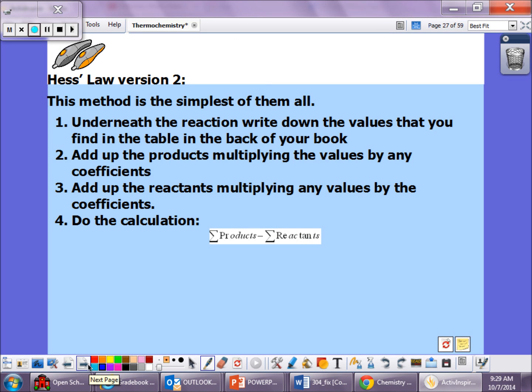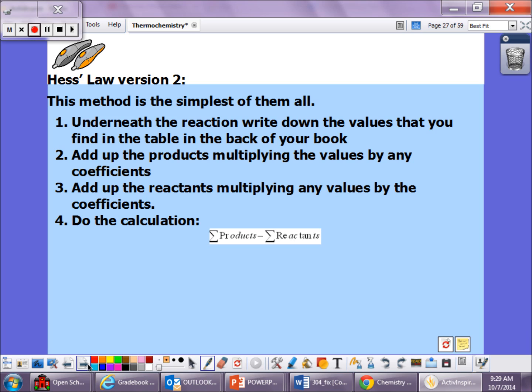Okay, next. Here's the second version of Hess's law. We talked about the first version. Here's the second version. Those are the steps. This method is the simplest of them all. Number 1, underneath the reaction, write down the values that you find in the table in the back of your book. Okay? So Andrew will be checking the back of the book for us.